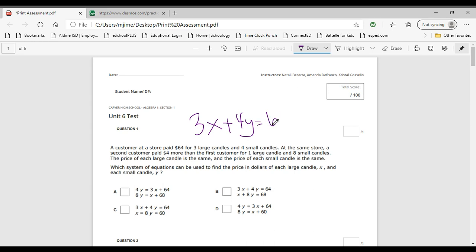This right there lets you eliminate answer choices. You go down and you figure out which one doesn't have what you have. 3, no, and no. Now you read the second problem. It says the second customer paid 4 more than the first. More means plus. So which one of these problems, B or C, has where the customer paid $4 more than 64?